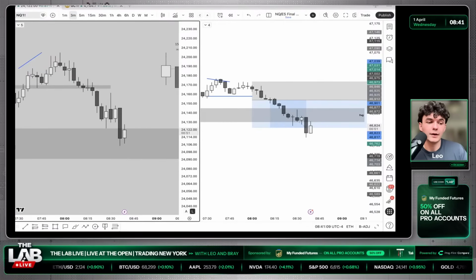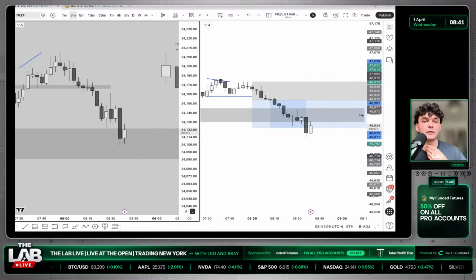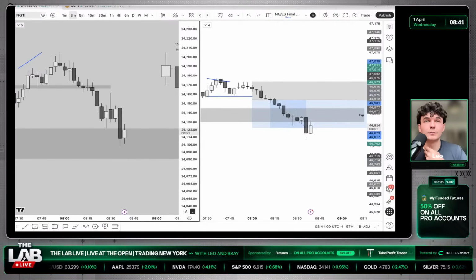What's the bias on the day for NQ? Let's try not to spam the questions. Bias on the day is looking for longs. Probably going to look for a short-term bearish move before framing long continuations.